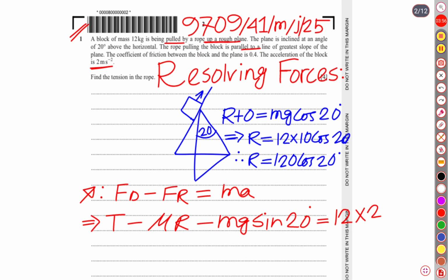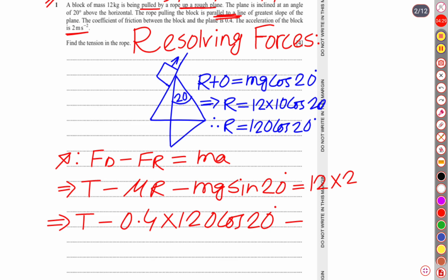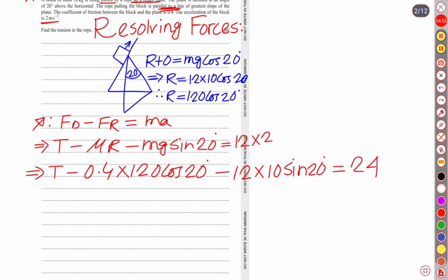So if we resolve the forces, in the next step, substituting the values, we will get tension minus mu, the coefficient of friction is given as 0.4, and we have already found the normal reaction force R, which is 120 cos 20 degrees, minus the mass of the block which is 12, acceleration due to gravity is 10, and then sin 20 degrees, equal to the right side, and the right side is 24.